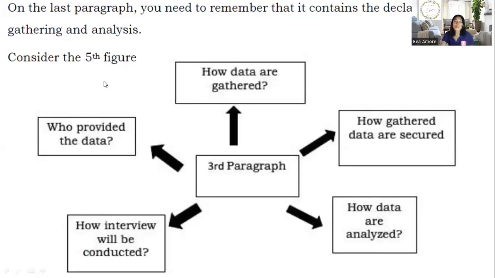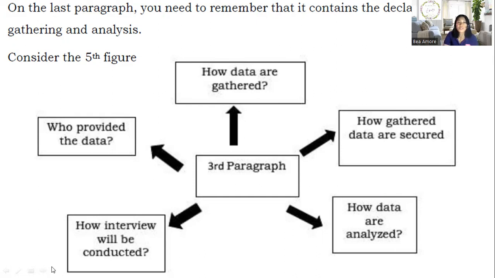On the last paragraph, you need to remember that it contains the declaration of data gathering and analysis. So consider this fifth figure. How data are gathered, how gathered data are secured, how data are analyzed, how interview will be conducted, and who provided the data. That would be how you will write in your third paragraph.